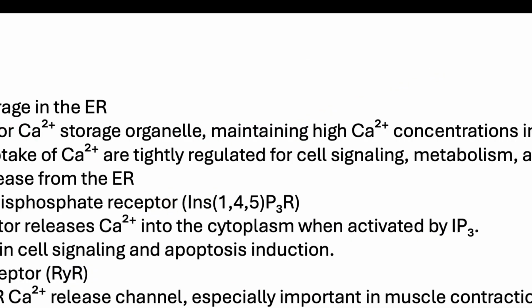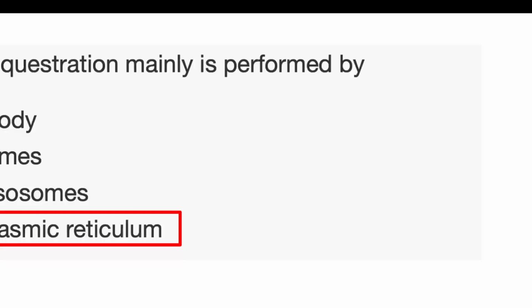The ER. Okay, there is a chat. Can you show the question again? Shravani is asking. Okay, I'll just show the question again. Calcium sequestration mainly is performed by which of these organelles? The Golgi body, the lysosomes, endolysosomes, or the endoplasmic reticulum? This was the question, and the answer is the endoplasmic reticulum.